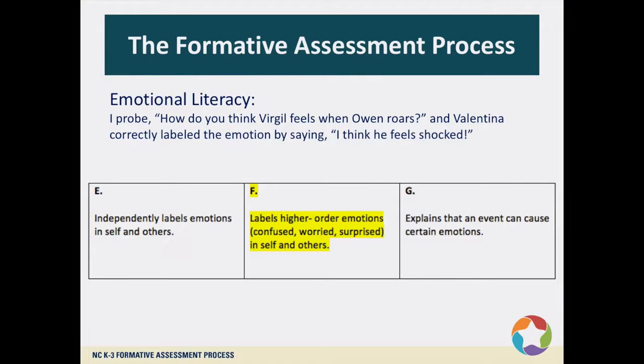I've placed Valentina's current learning status as F, labels higher order emotions such as confused, worried, or surprised in self and others. So shocked definitely qualifies as a higher order emotion, and it's a great vocabulary word for kindergarten. And I can use this information on the construct progression to look at the next step, and that helps me think about where I can go next with Valentina.